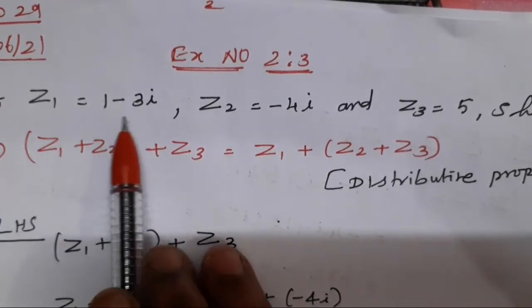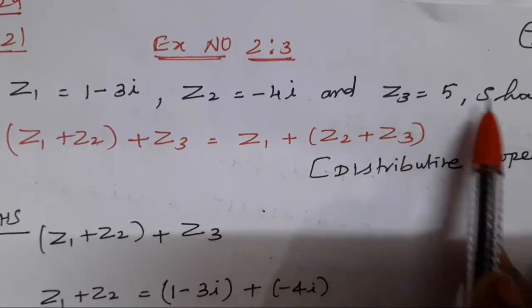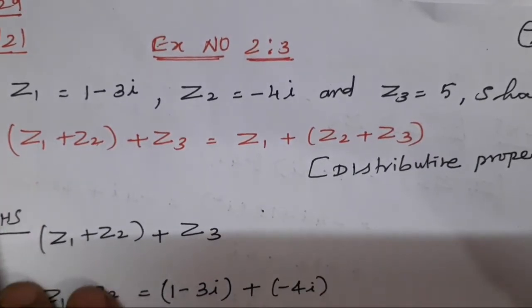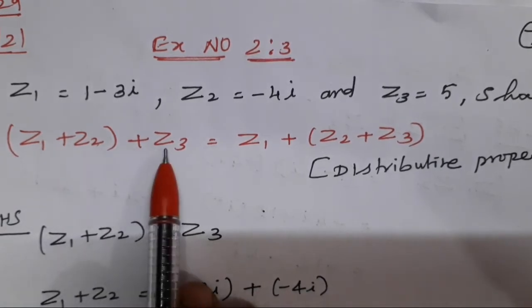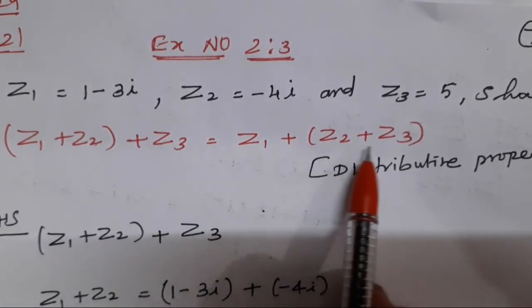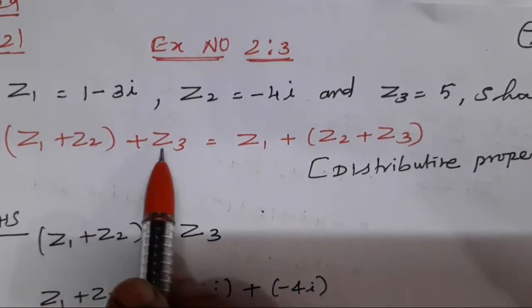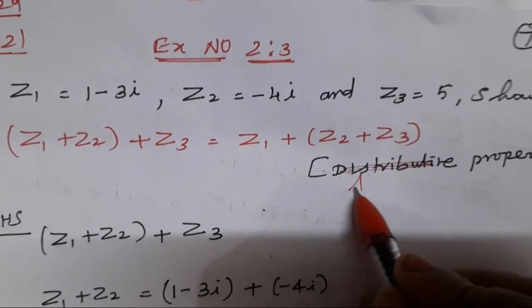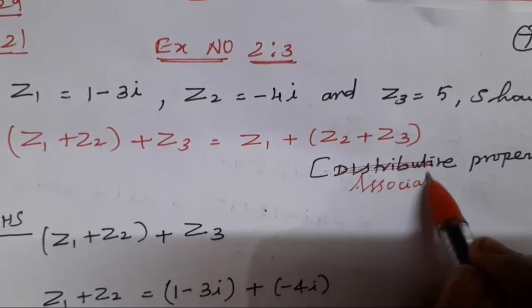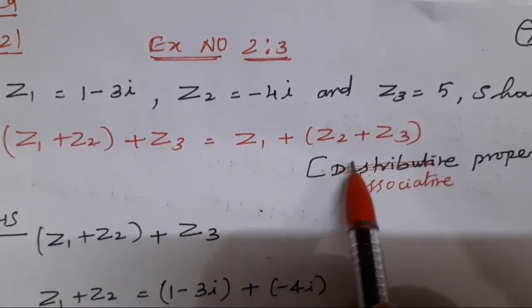If Z1 equals 1 minus 3i, Z2 equals minus 4i, Z3 equals 5, show that. I do the first subdivision. First sum: Z1 plus Z2 plus Z3 equals Z1 plus Z2 plus Z3. It is not the distributive property, it is the associative property: A plus B plus C equals A plus B plus C.